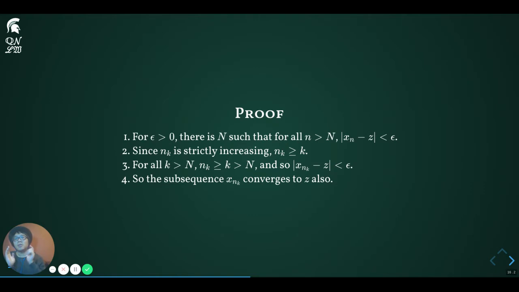Therefore, for every k that is bigger than capital N, we know that n sub k is bigger than capital N also, and hence x sub n sub k is no farther from z than epsilon. So this means that the subsequence x sub n sub k, regarded as a sequence with index k, is also converging to z.